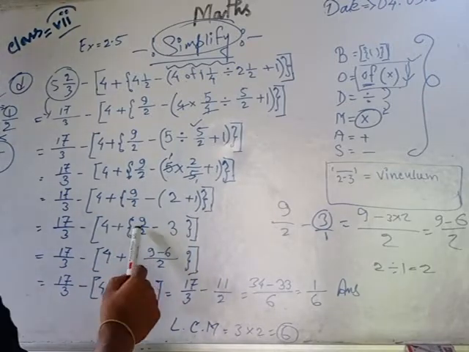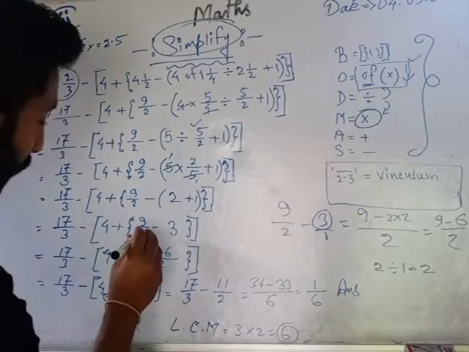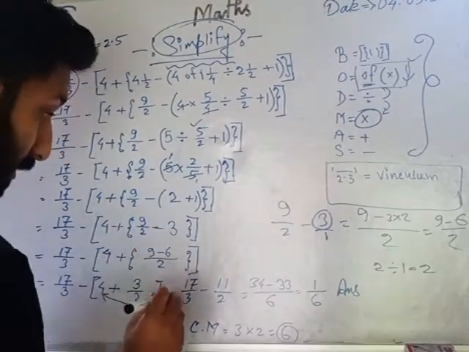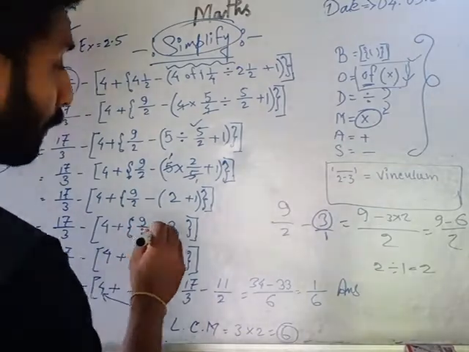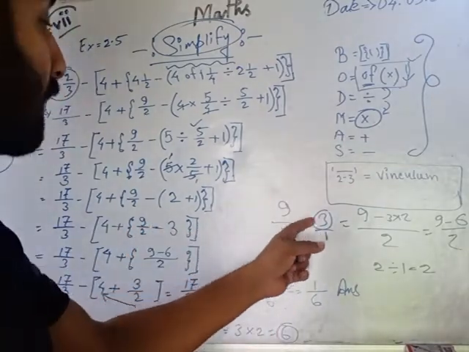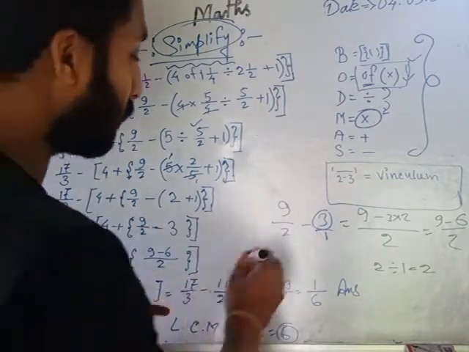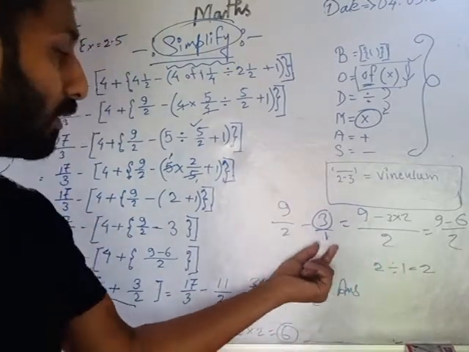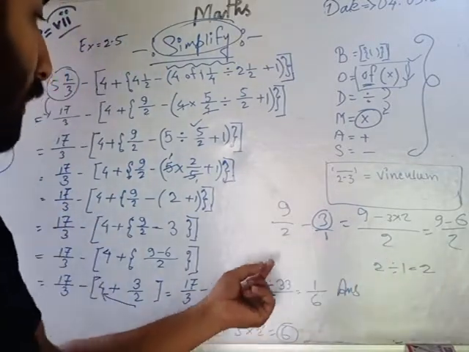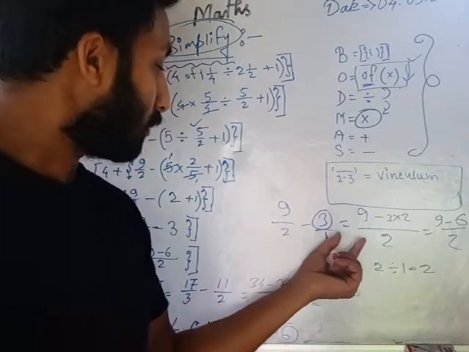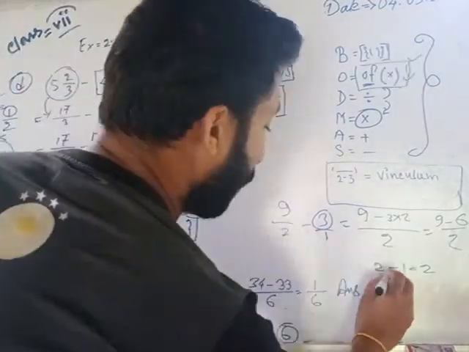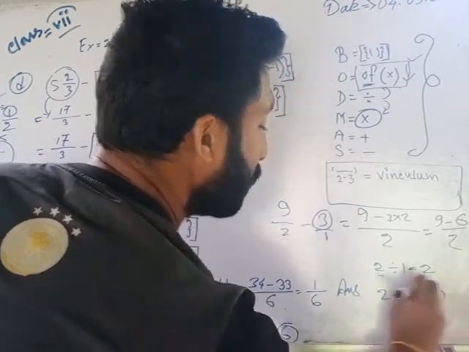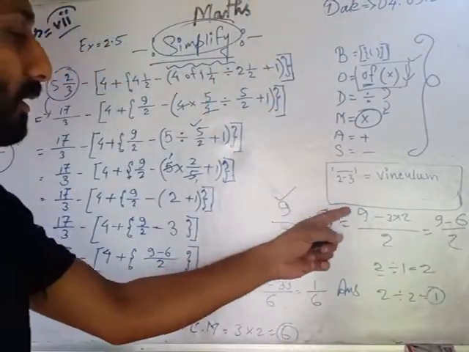9 by 2 minus 3, that is, if it is minus, on that time we should calculate the minus. Okay. How to calculate it? 9 by 2 minus 3 by 1, that is, if it is 1 and 2, so LCM also the same, 2, because it is 1. So 2 multiplied with 2 divided by 2, that is also 1. So 9 multiplied with 1, that is 9.